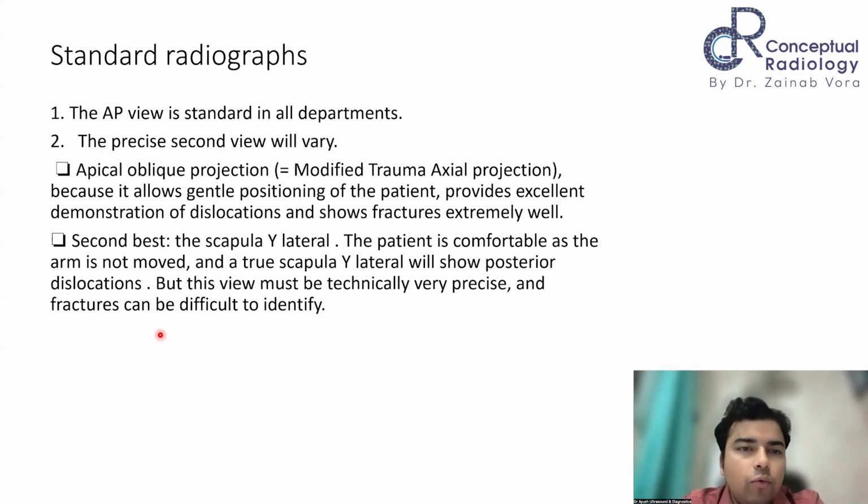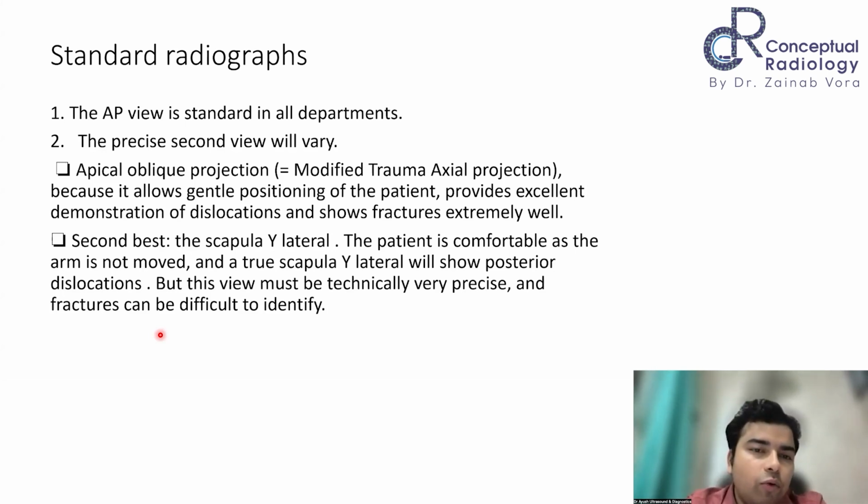There are two options. One of them is apical oblique projection, which is also called modified trauma axial projection. This one is a better view compared to the second one, which I'll talk about in just a moment. The reason being it allows gentle positioning of the patient. It provides excellent demonstration of the dislocations and shows the fracture details extremely well. So that's why this apical oblique projection or the modified trauma axial projection is better.